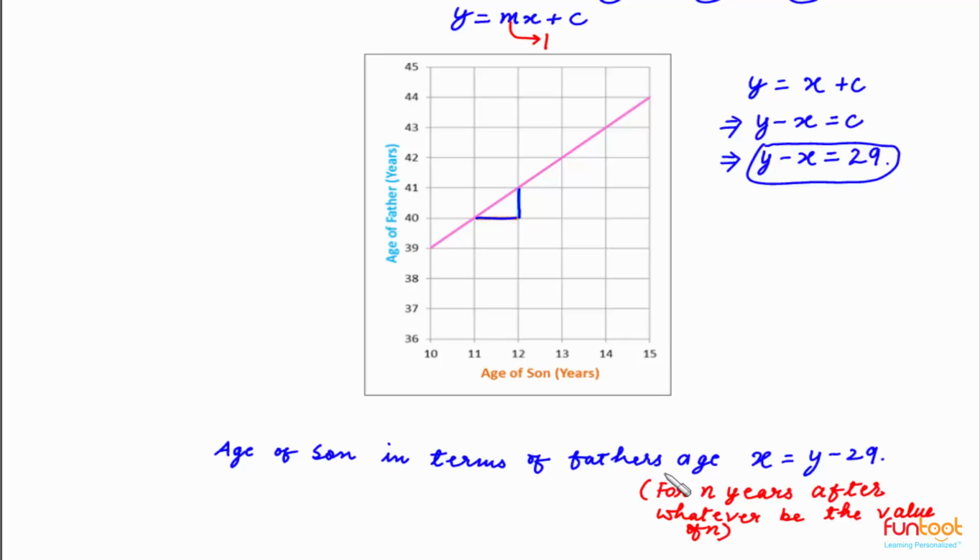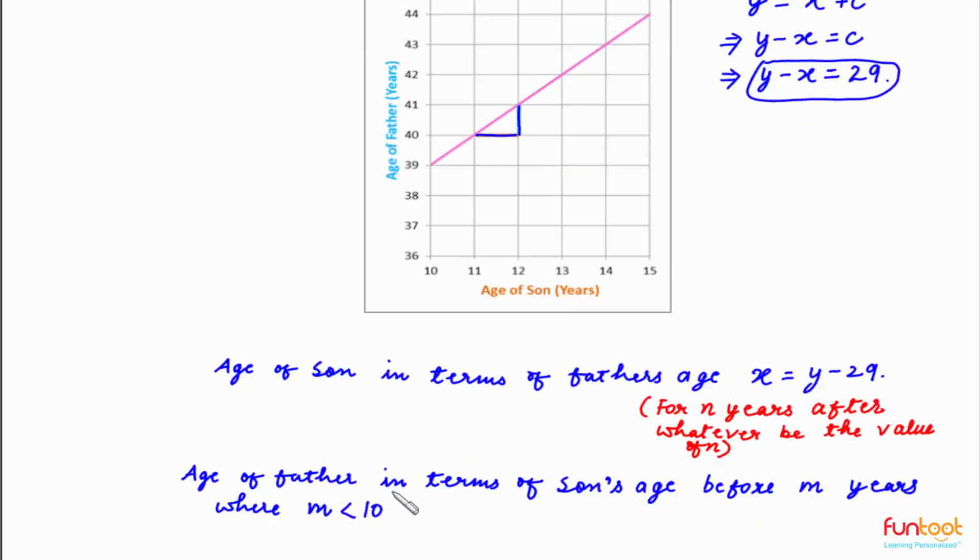This expression of son's age in terms of father's age is for n years after the day when the father and the son celebrated their birthday together on the same date, and value of n can be anything here. Also, the second part, age of father in terms of son's age before m years, where m is less than 10, this is asked in the second part, will be, once again rearranging the terms in this equation, we will have y is equal to x plus 29.